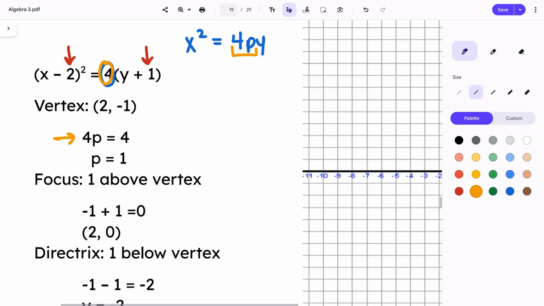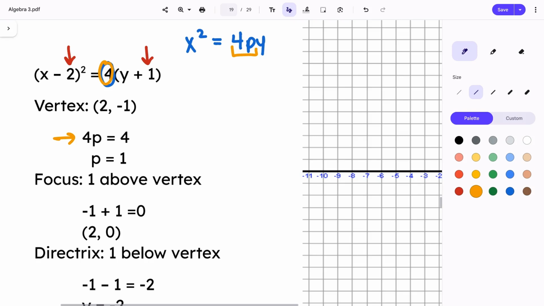So that doesn't really change. That's the same as what we were doing on the last couple of problems. So 4p is going to be equal to 4. You divide by 4, you get p equals 1. That means that from your vertex, your focus is going to go, since it's positive, above the vertex by 1, and your directrix would go 1 below.